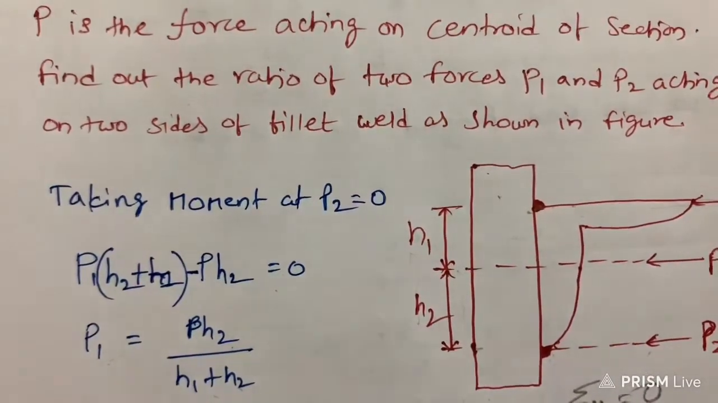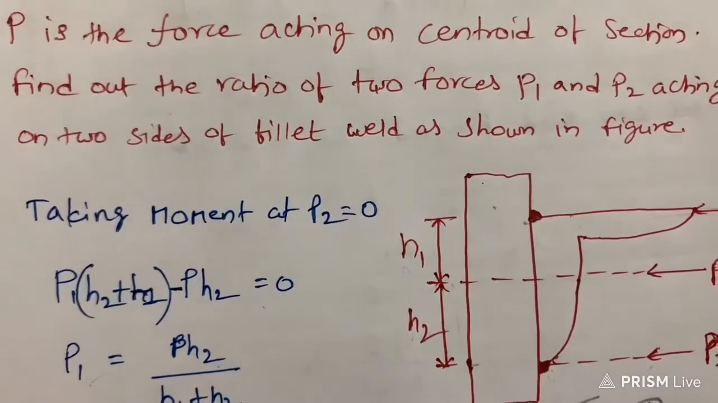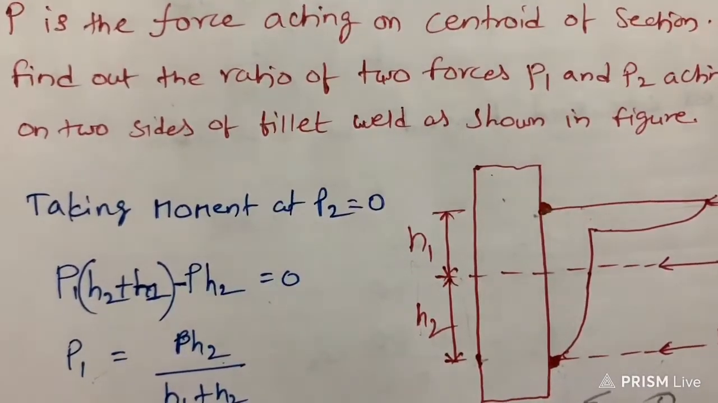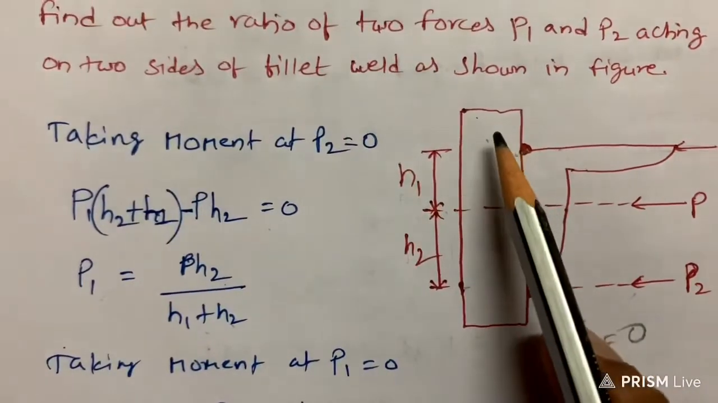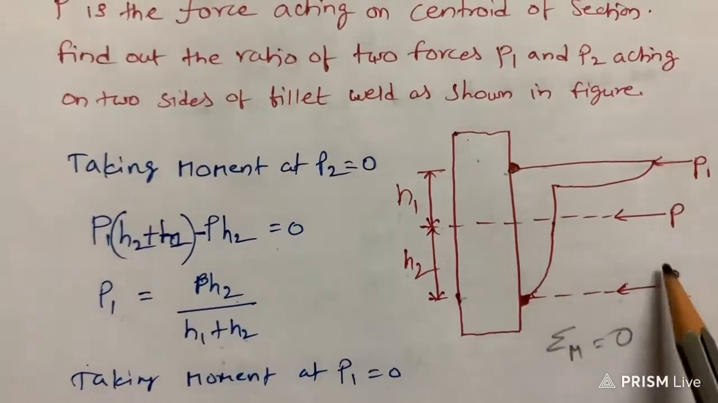The first one: P is the force acting on the centroid of the section. Find out the ratio of the two forces P1 and P2 acting on two sides of fillet welds as shown in the figure. So here is the diagram. This is an angle section which is connected to a gusset plate by using welding. We need to find out the P1 and P2 ratio.